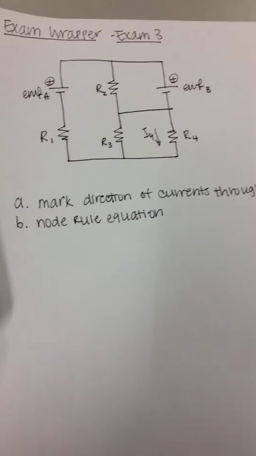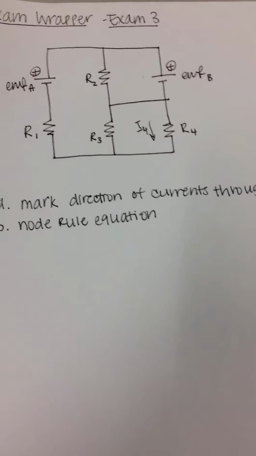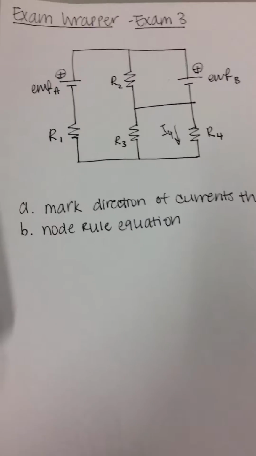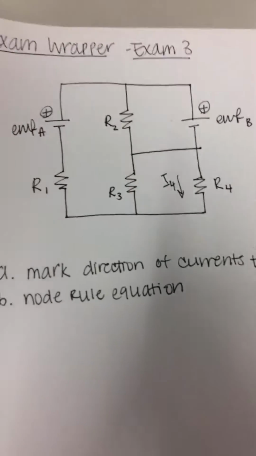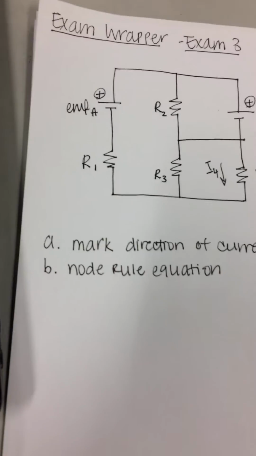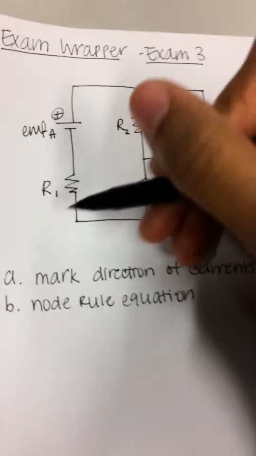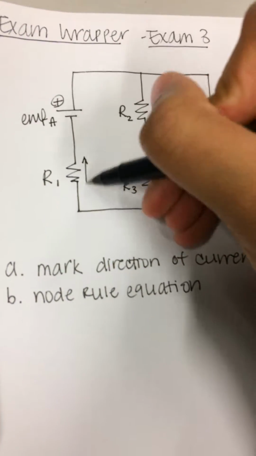So I'm going to be talking about problem 2 on exam 3. The first part of the question asks you to mark the direction of the currents through the resistors shown over here in the circuit. So you know that it's going to go from the positive to negative direction. So over here, R1 is going to go towards the negative end of the voltage.